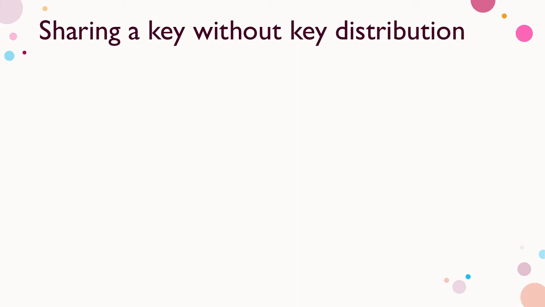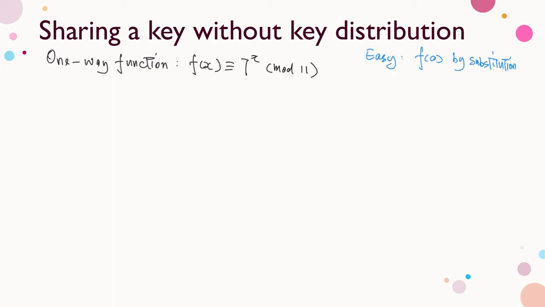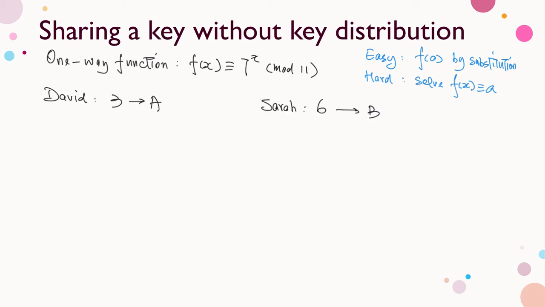Suppose David and Sarah agree on the one-way function f(x) ≡ 7^x mod 11. It is easy to calculate the function value, say f(a), by substitution, but hard to reverse the calculation, that is, to solve an equation like f(x) = a. Okay, David and Sarah each choose a number and keep it secret. Suppose David chooses 3 and labels it a, and Sarah chooses 6 and labels it b.